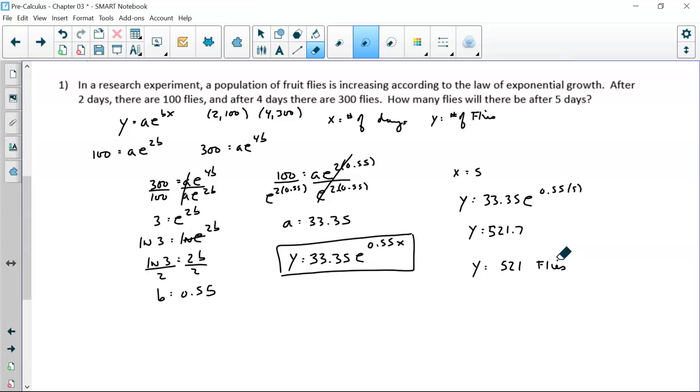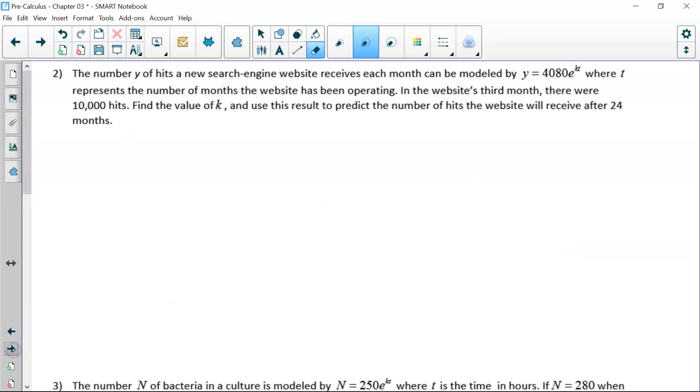Let's go to the next page, please. For number 2, the number y of hits a new search engine website receives each month can be modeled by y equals 4,080 e to the kt, and t is the number of months the website has been operating. In the third month, 10,000 hits. So we can write that as an ordered pair. 3, 10,000.